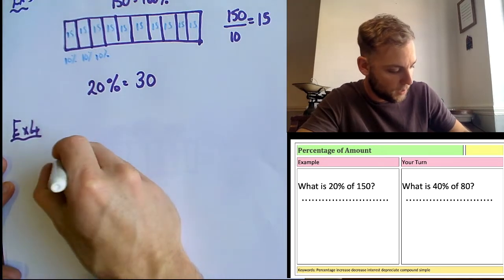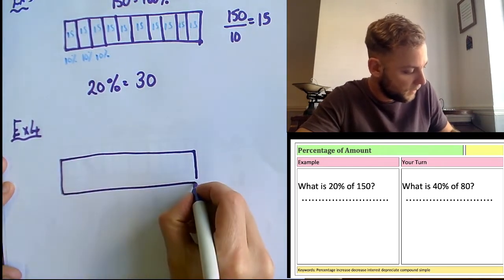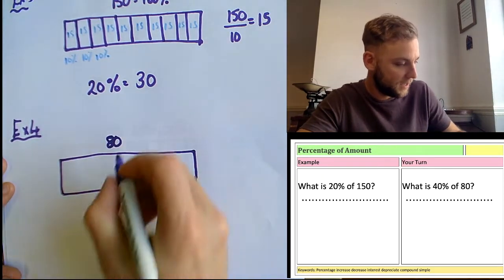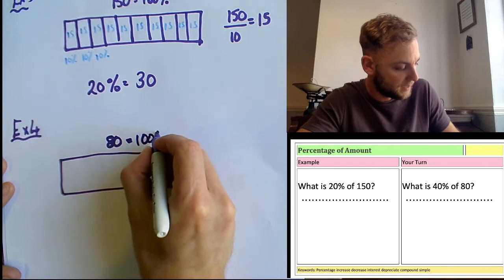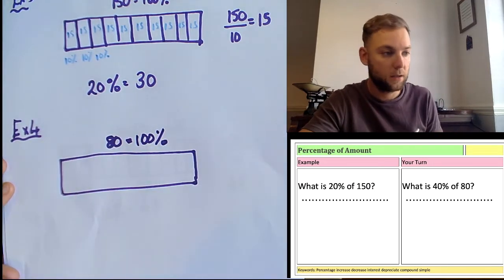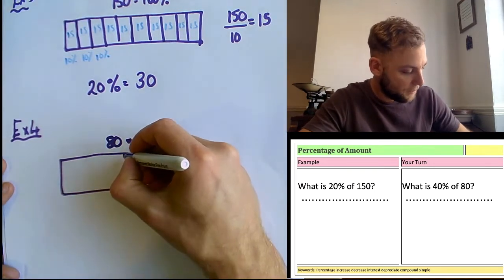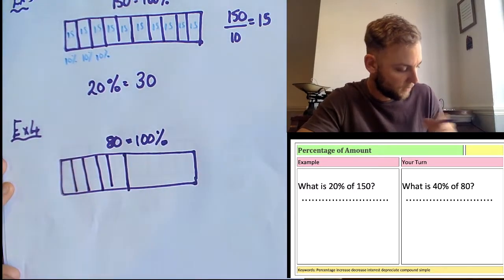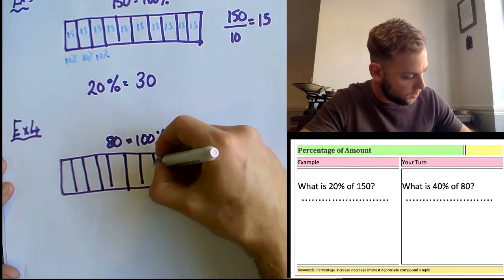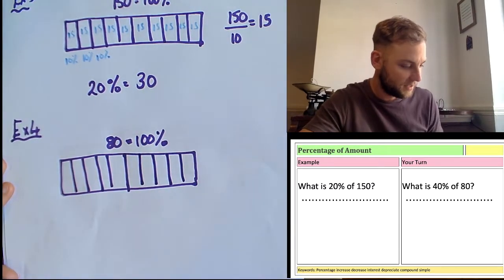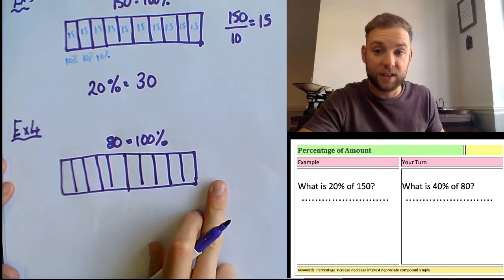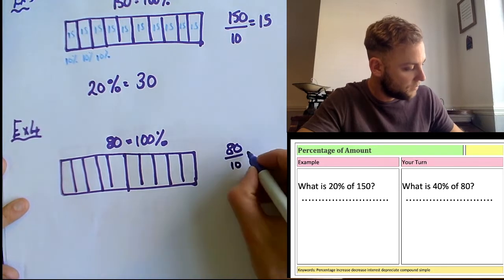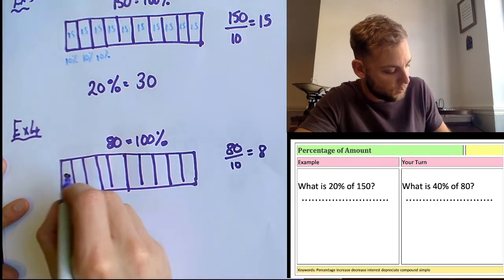So I'm going to draw my bar first of all, like so. My bar is worth 100%, which is the 80 here, and this is equal to the 100%. Super. I'm going to split this up into 10 parts, half first, then 1, 2, 3, 4, and 5 in this section. 1, 2, 3, 4, 5 in this section. To find out how much each of these are worth, I know there's 10 of them, so it's going to be 80 divided by 10, which is equal to 8. So each of these are worth 8.